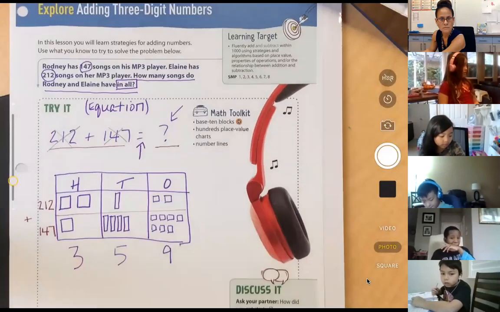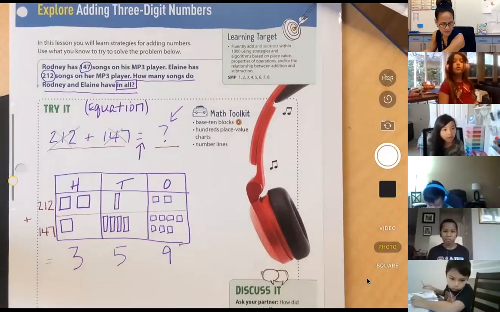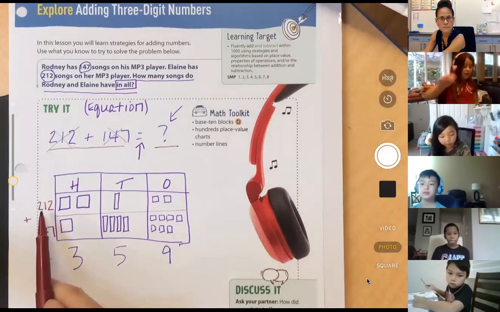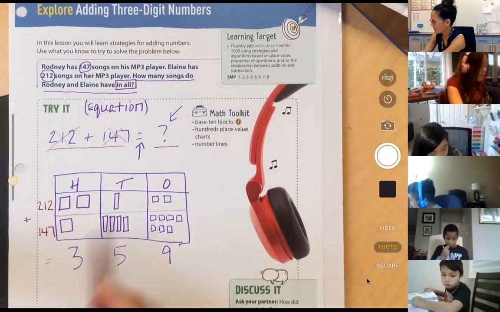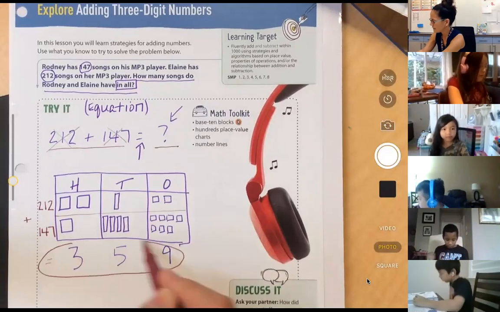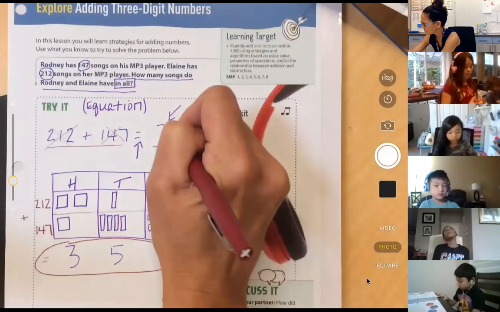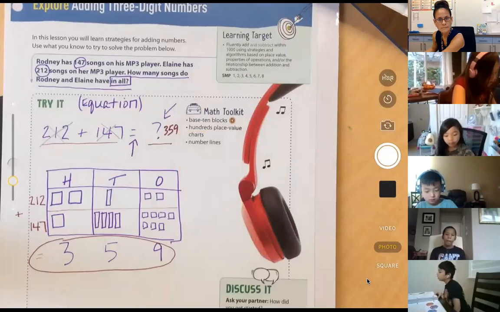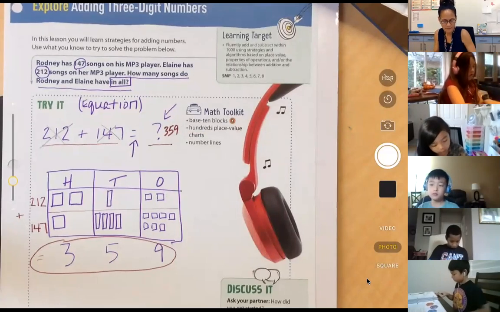So the total, that total sum is 359. 212 plus 147 equals 359. That is my sum. I'm going to give you just a minute to write all that down.